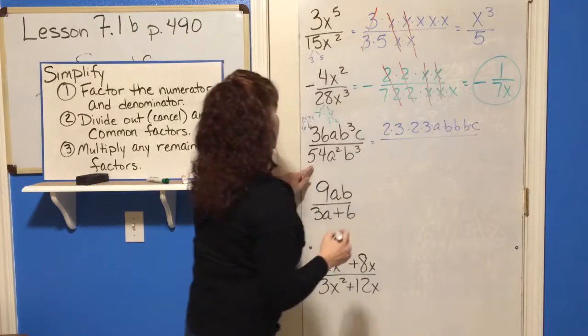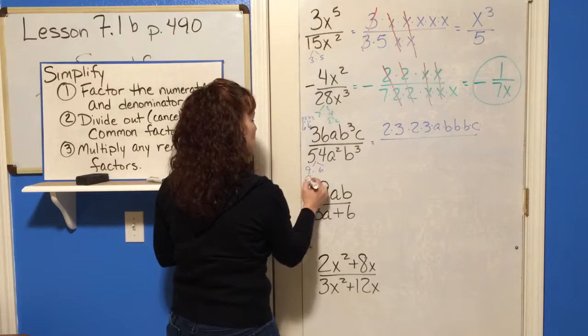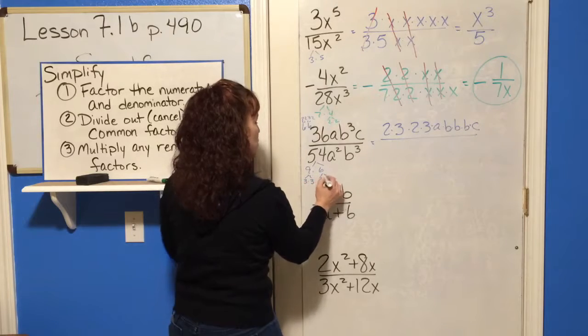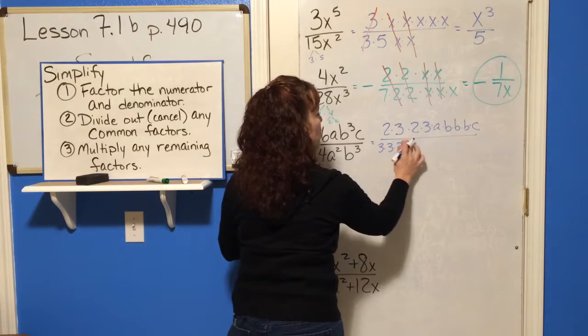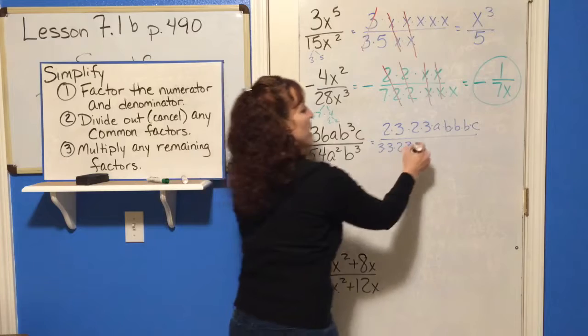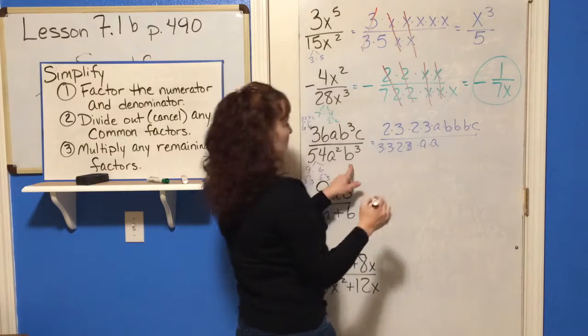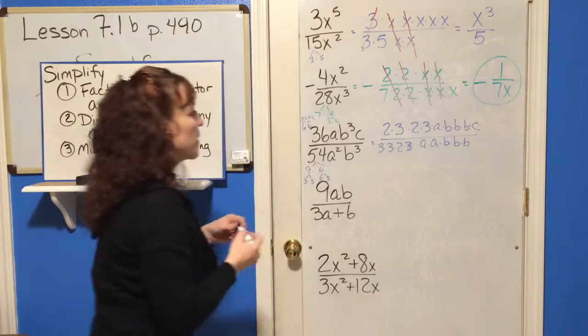All over. 54 is 9 times 6, and 9 is 3 times 3, and 6 is 2 times 3. So 3 times 3 times 2 times 3 times A and A times 1, 2, 3 B's. All right?